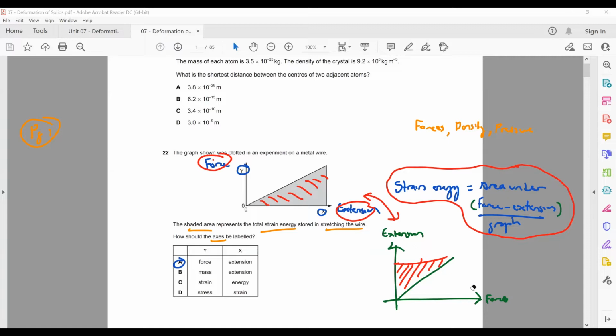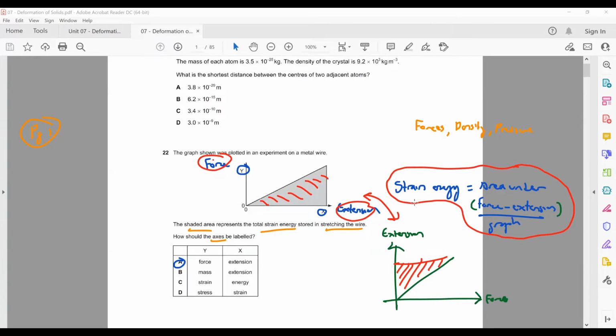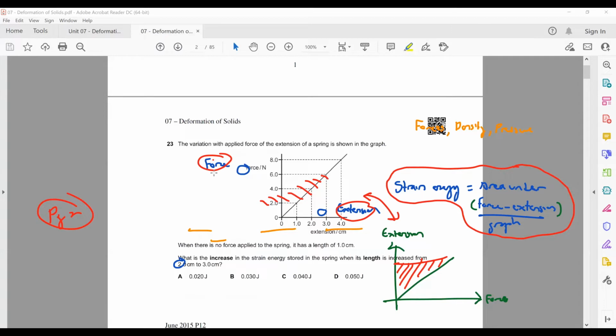Okay, so this is for question 22. Then we move on to the second question. Sorry, second page. Just look at the second page. Page 2. Which is this one. Okay, so we'll clear this one off.